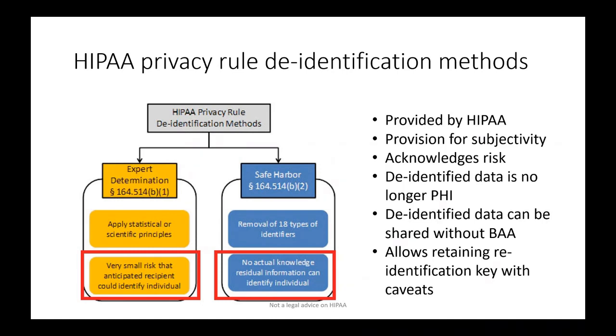So that's one way of doing it. The second way is the safe harbor method, in which there is a prescribed list of identifiers that need to be removed from the data. But there is an additional clause there. It says that whoever is releasing the data should not have actual knowledge that the residual information can be used to identify an individual.